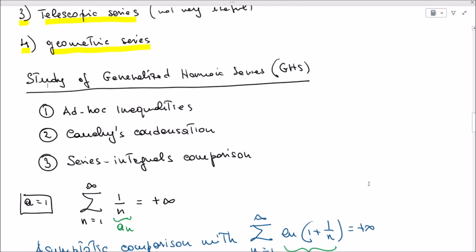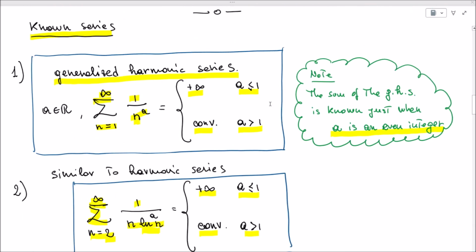So let me go into more details about the generalized harmonic series. In fact, we gave this list of results. We said that if this is the generalized harmonic series, we can draw conclusions about the behavior depending on a being less than or equal to 1 or a larger than 1. Now we want to prove this, we want to give evidence of this result.